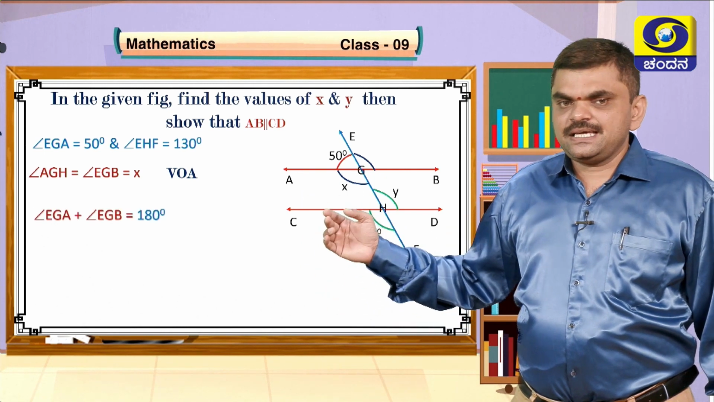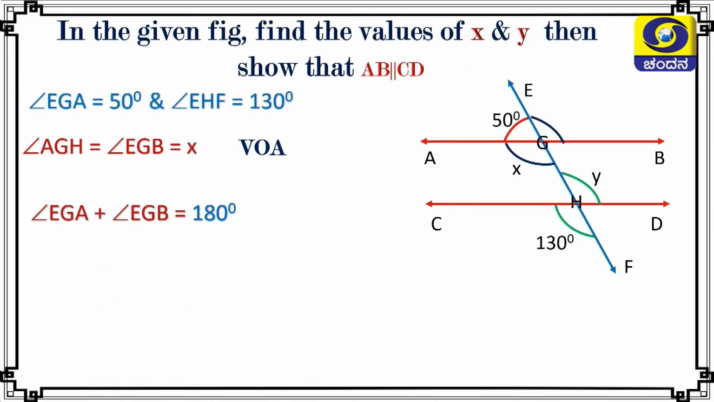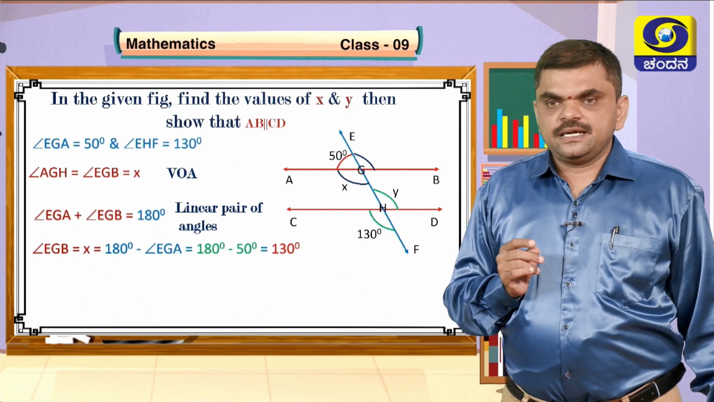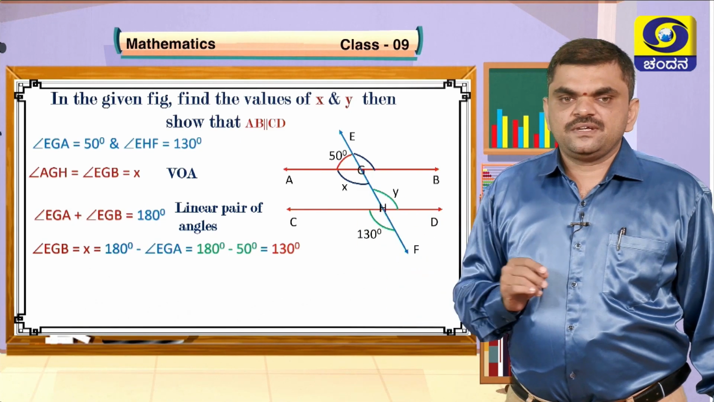Now it is very easy. Angle EGA plus angle EGB is equal to 180 degrees. Why? Adjacent angles, that is, linear pair of angles. Now angle AGB is equal to x, that is equal to 180 minus angle EGA, that is 180 degrees minus 50 degrees. Therefore angle EGB is equal to 130 degrees. That is, angle EGB is equal to 130 degrees.